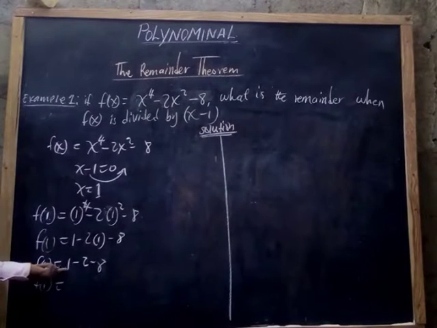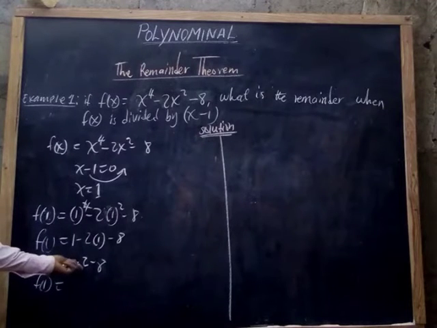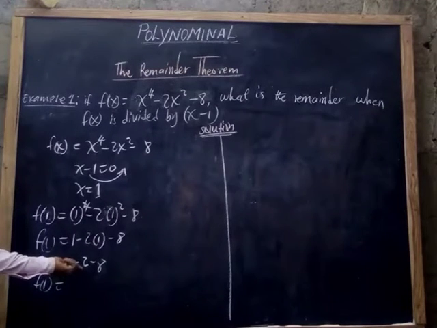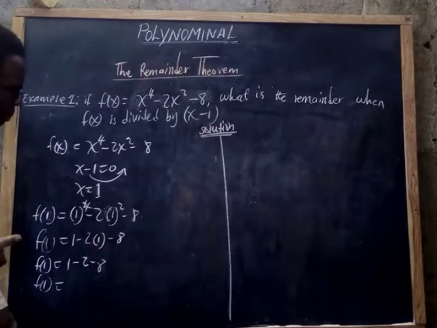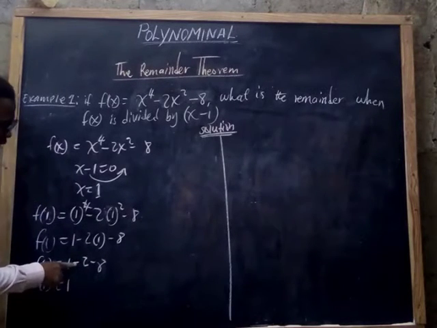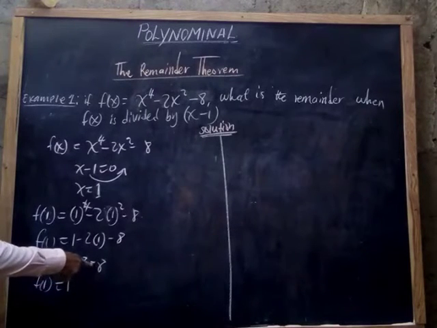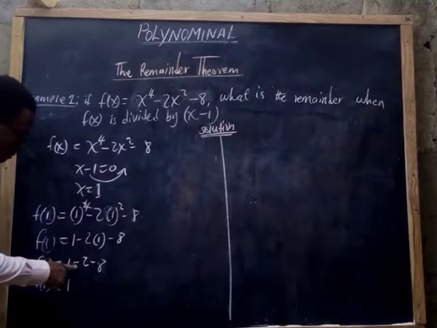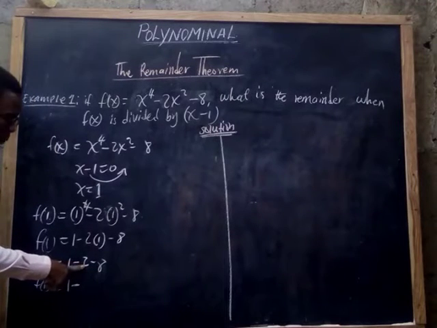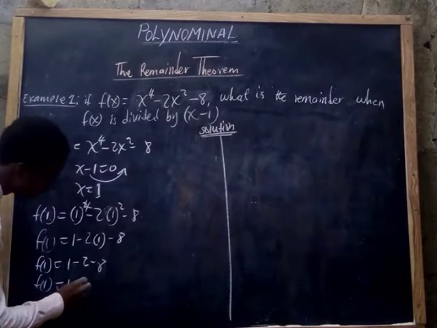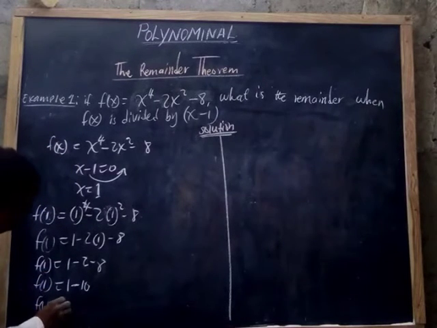Minus 1. Now anytime you want to add or subtract, if the signs are the same, always take one of the sign and add the numbers. The sign for 2 is minus. Sign for 8 is what? Minus. So the signs are the same here. So you take one of the sign and add the numbers. So 8 plus 2 is equals to what? 10. So minus 10. So say f of 1 is equals to what? Minus 9.